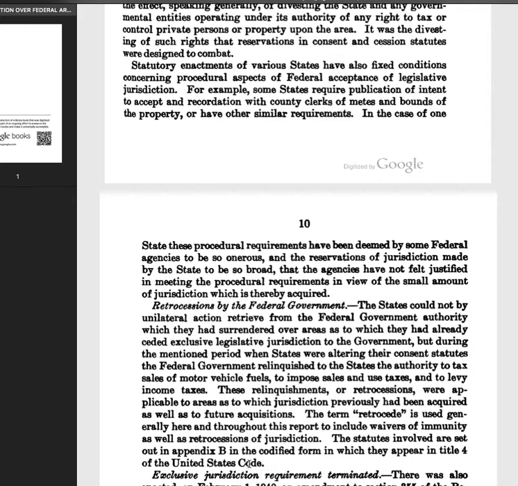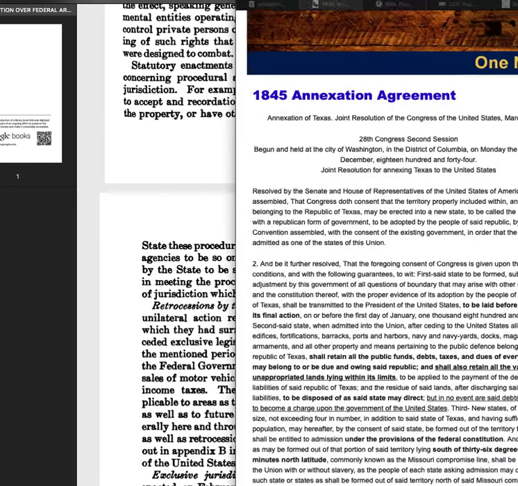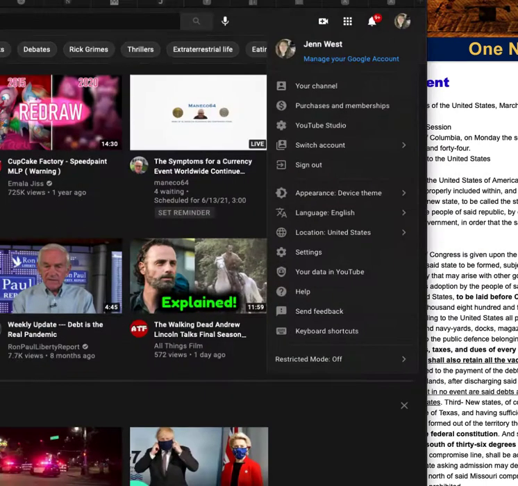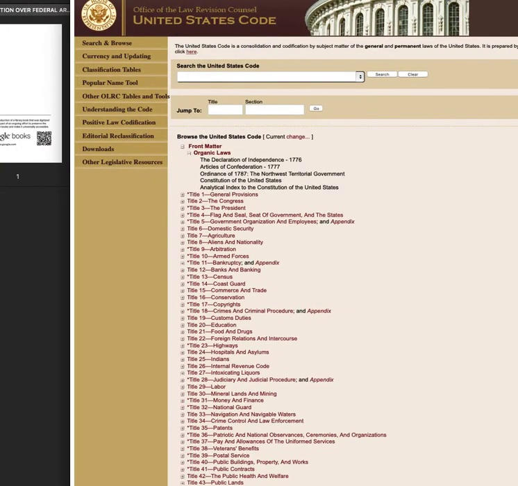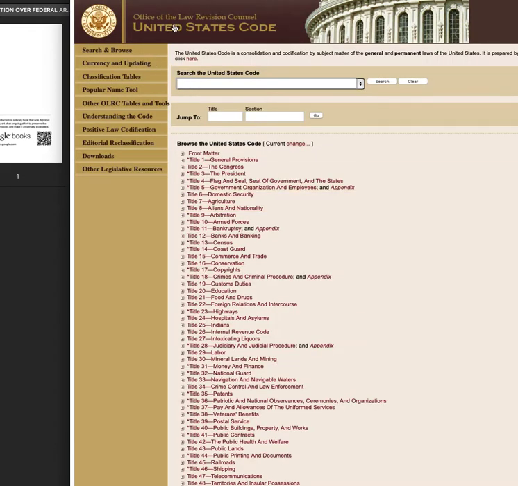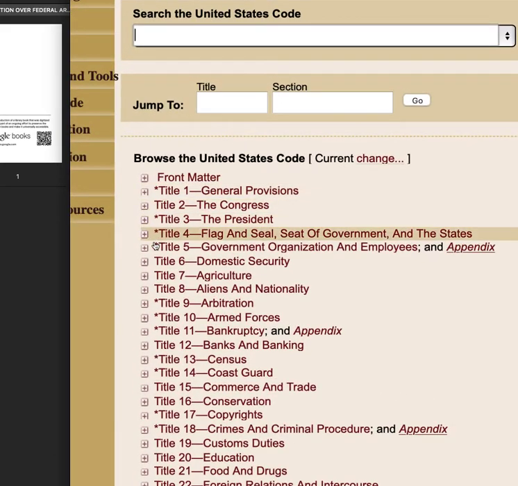So that's all I'm going to read for now, but I do want to look at, real quick, I want to remind you of a part of the government codes where you can look and see what it's talking about as far as the codes. And this is the OLRC, Office of the Law Revision Council, United States Code. You can find this just by Googling OLRC.